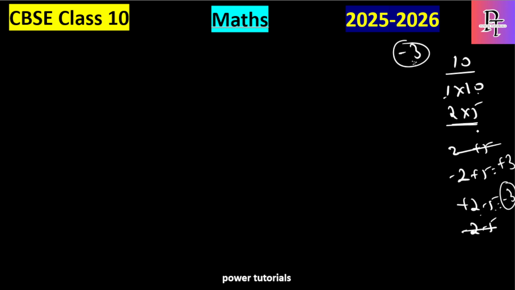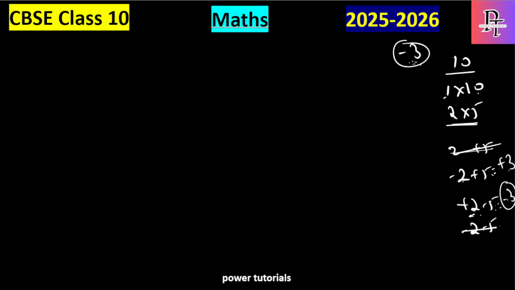The addition possibility is 2 plus 5. The subtraction possibilities are minus 2 plus 5 or plus 2 minus 5. And the last one is minus 2 minus 5. 2 plus 5 is 7, but we want minus 3, so it is cancelled out. Minus 2 minus 5 is minus 7, which is also cancelled out. So the only possibilities are minus 2 plus 5, which is plus 3, and plus 2 minus 5, which is minus 3.